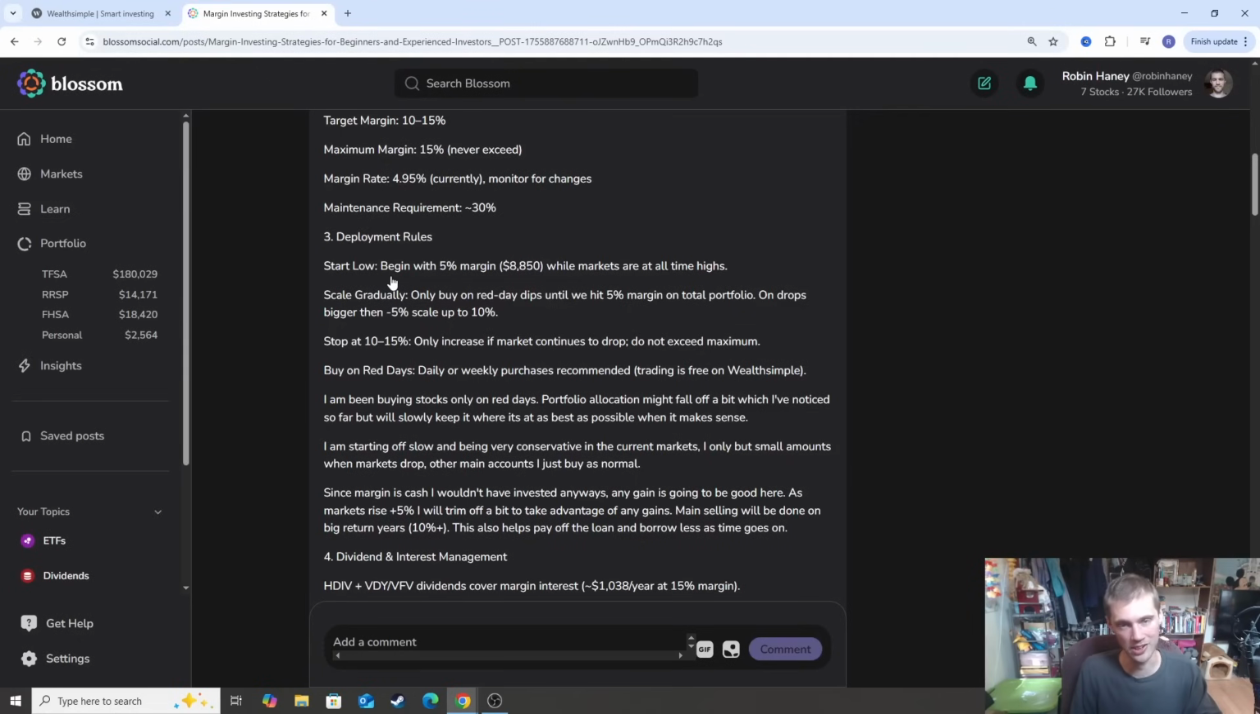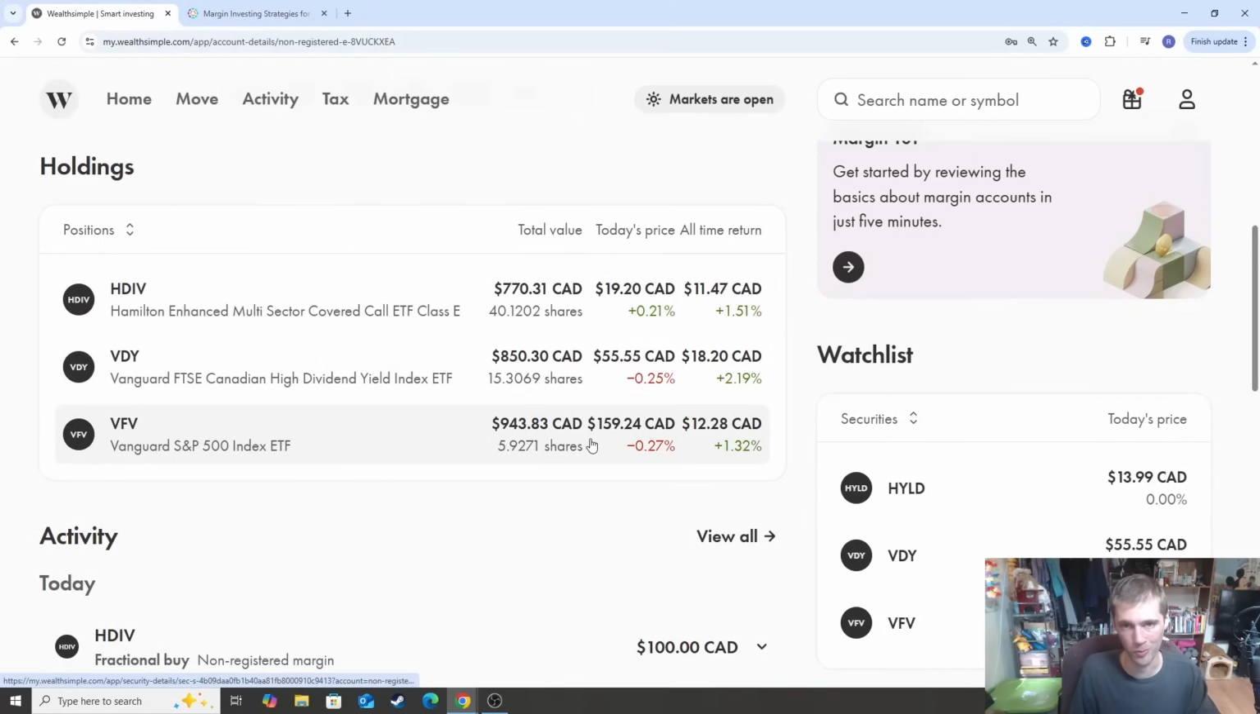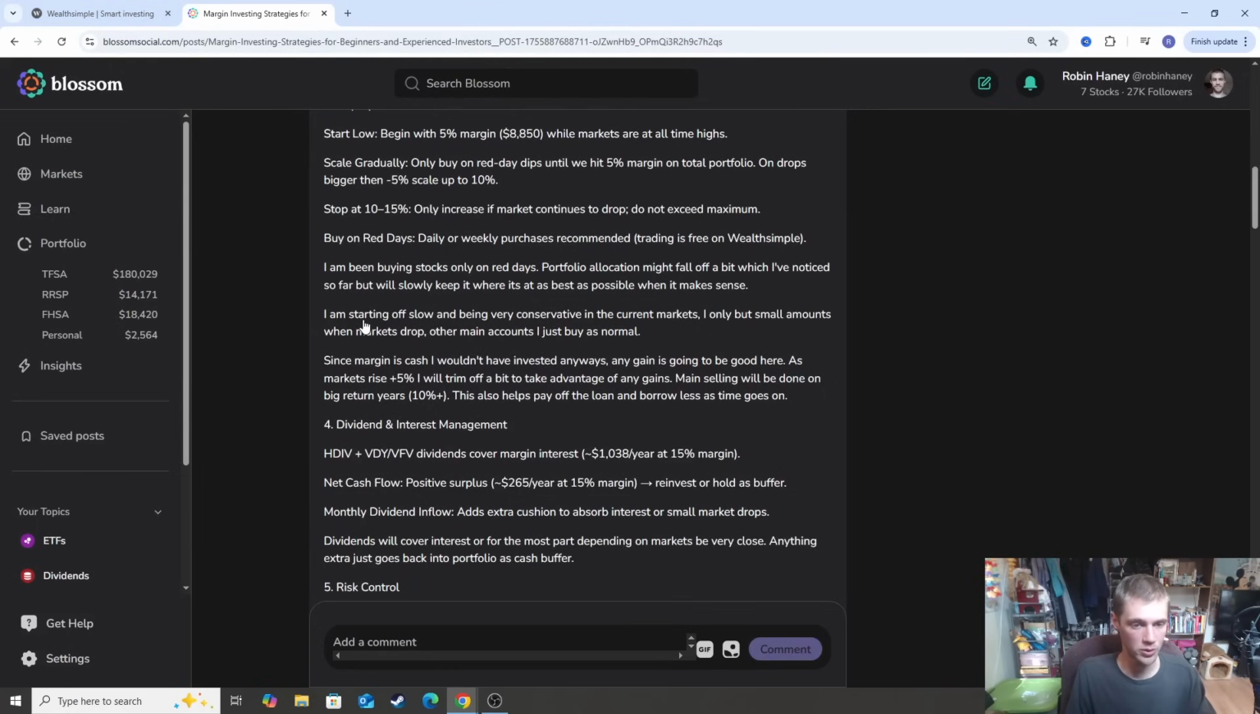It's very safe. It's a little bit slow, but you could do it more if you wanted to. If you wanted to deploy it a little bit quicker, you could. But again, I'm just trying to be a little bit extra conservative here because I really want to do this in the right way possible. So again, only buying on red days. Portfolio allocation is going to fall off a little bit. We're going to adjust that over time.